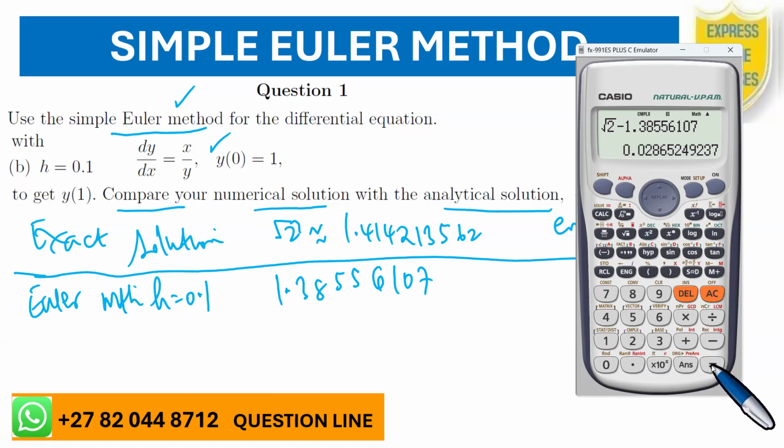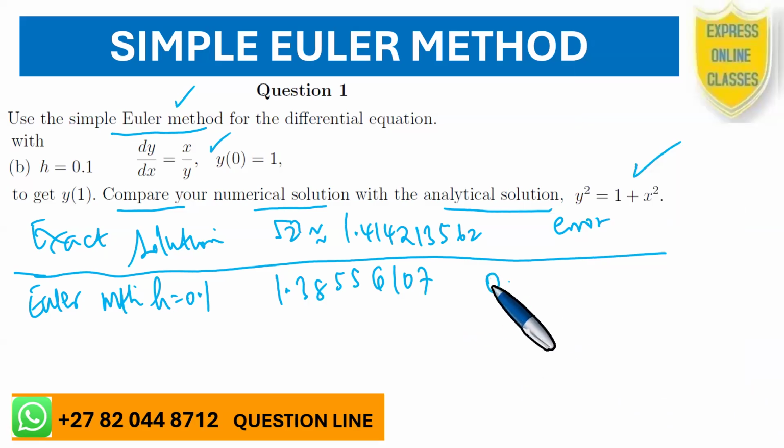Okay, so getting 0.02865 492. Right, so we have that.